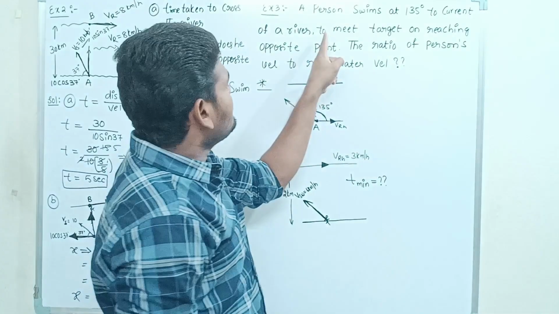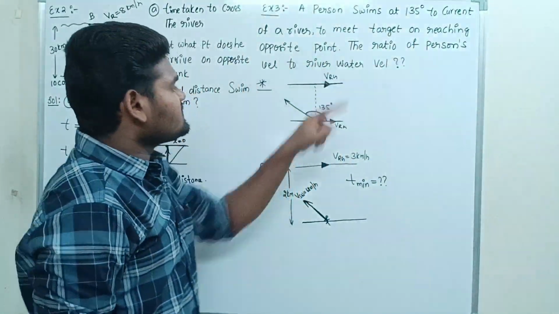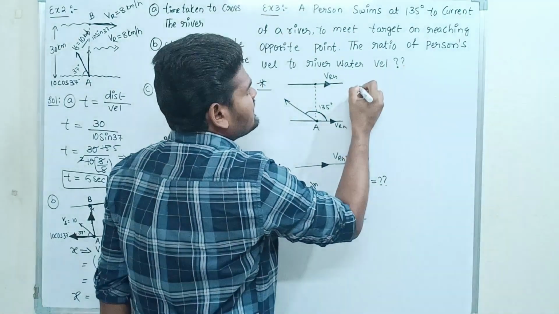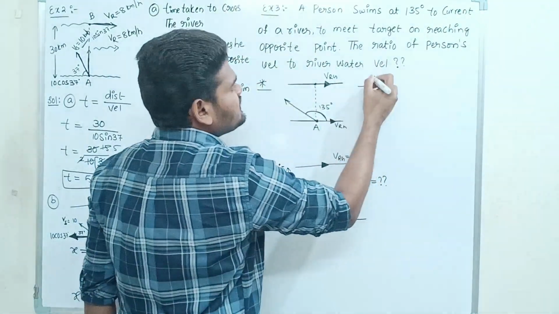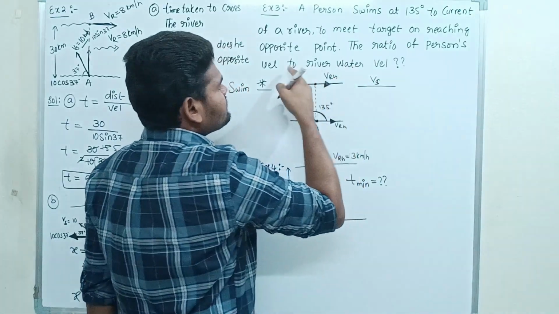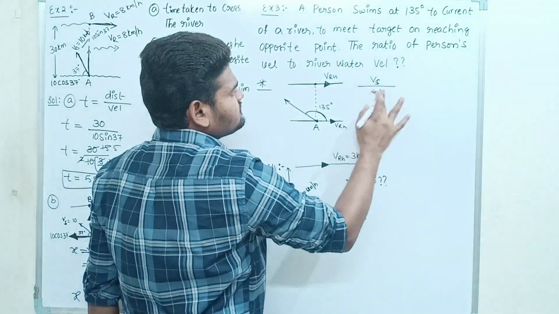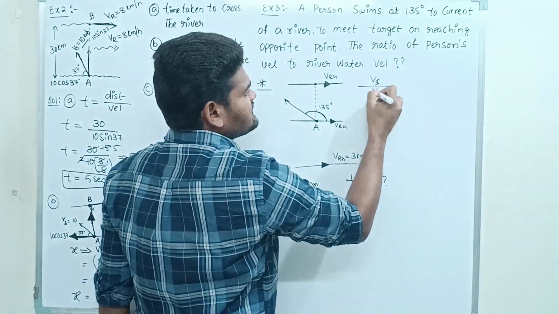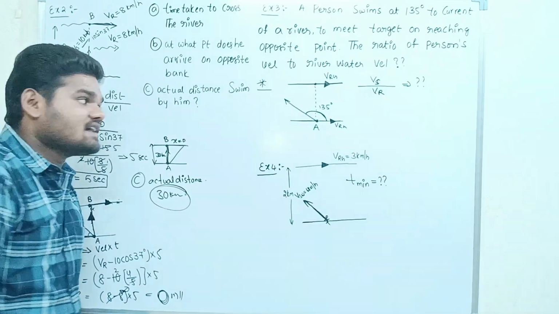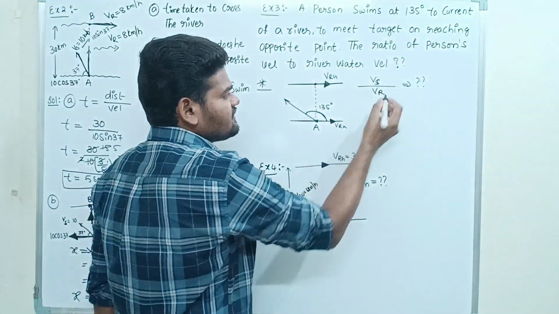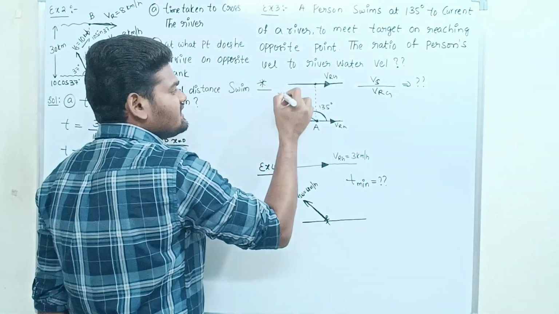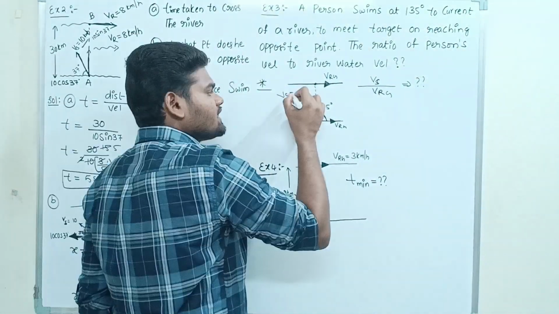So what are they asking? To reach the opposite point, the ratio of the velocity of the swimmer to the velocity of the river is equal to how much, they are asking. As we know, this is the velocity of the river with respect to ground. If the swimmer swims in this direction, then this is the velocity of the swimmer with respect to water.